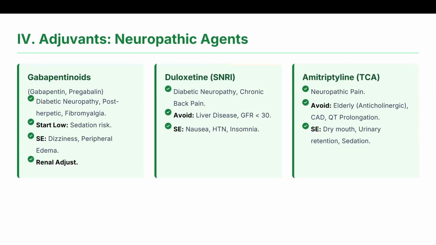So coming to after finishing opioids, we come to the next set of pain medications, such as neuropathic agents. These agents are gabapentinoids, duloxetine, and amitriptyline. These are mainly for neurological and nerve pain.